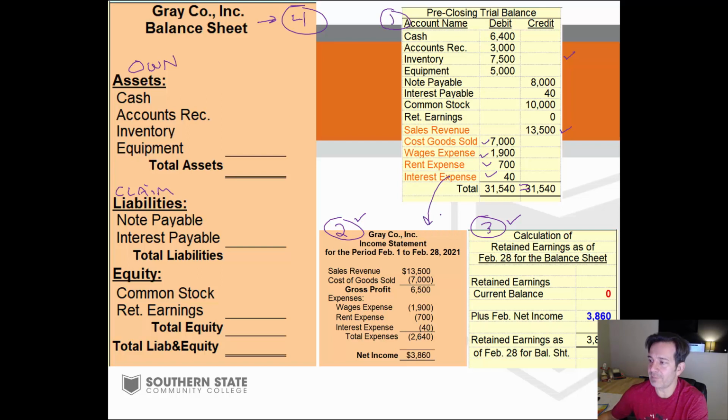And those all went on the income statement. Now we have to do the balance sheet. So cash amount, $6,400. Just pulling them right off my trial balance here. All kinds of happy accounts going to their home. Every account has a home, y'all. And it either lives on the balance sheet or it lives on the income statement.